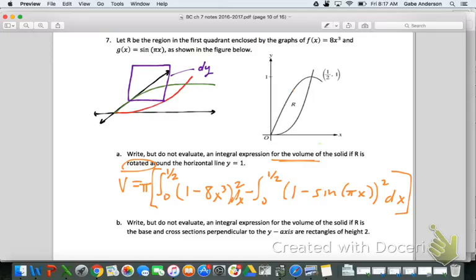So like I said before, Hayden, you seem really concerned about the area of the base. But we really don't care about the area of the base. That A of x or A of y is the area of a cross section. So it's the area of the little rectangles.